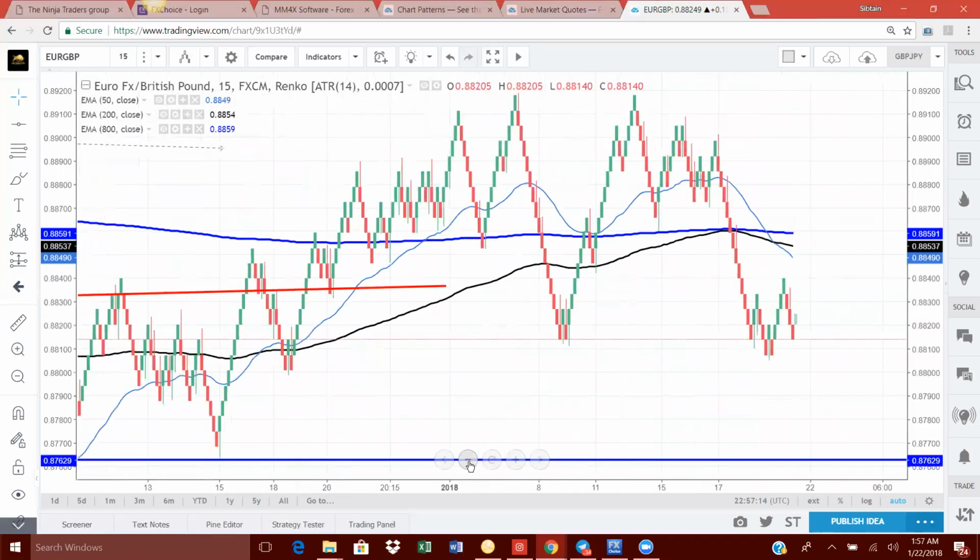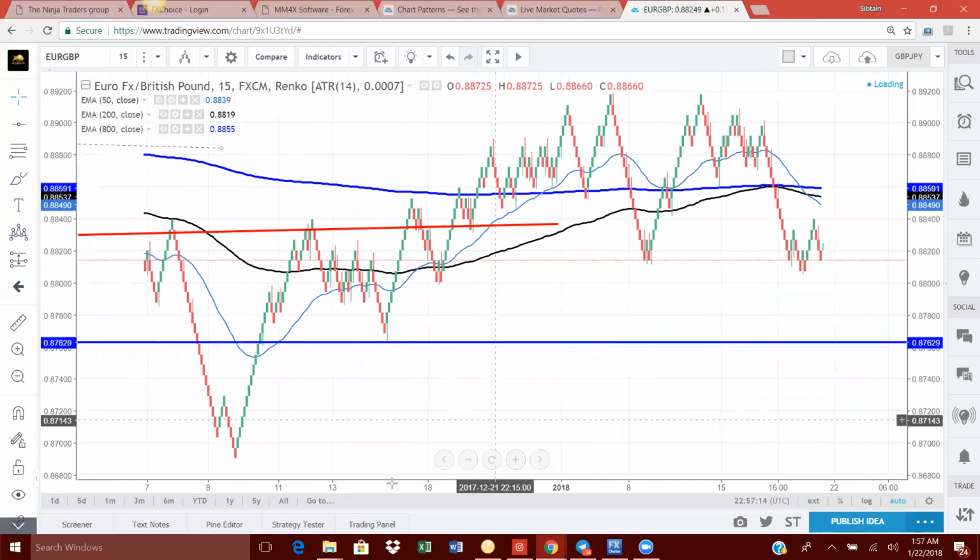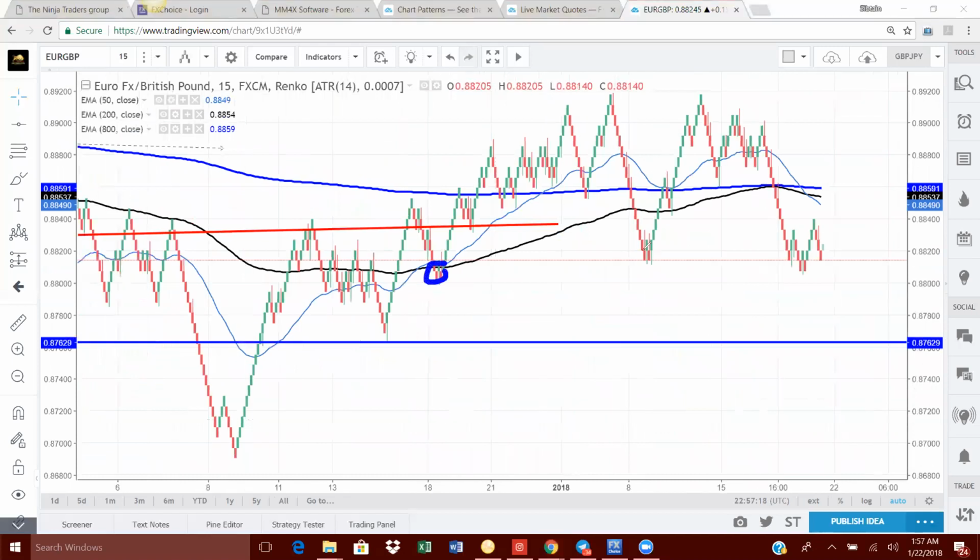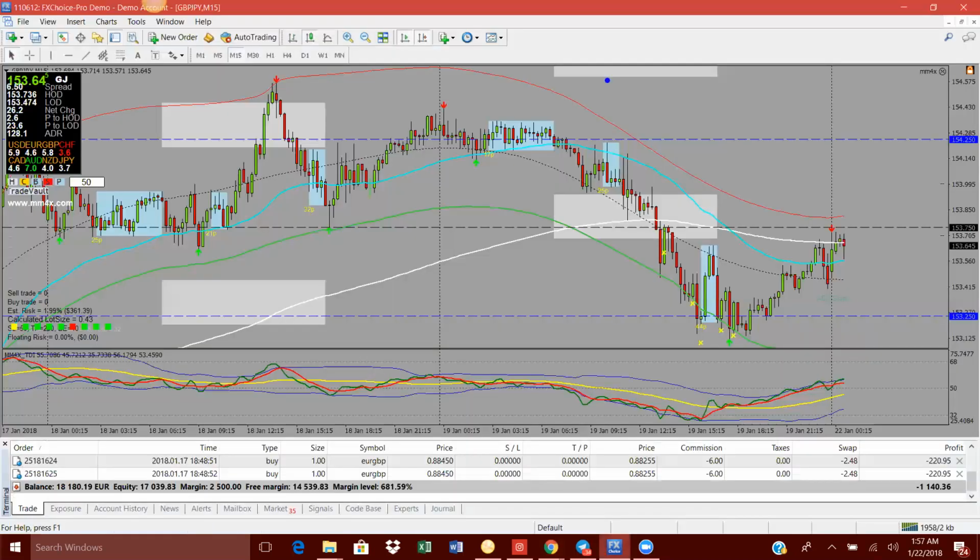Guys, Renko charts never lie, right? So you see this support, support, support. 3 supports. What do you need more? Uptrend. So it's better to buy. And hopefully today I'll make some profits. You see, I'm in negative, but I will close these trades in profits.